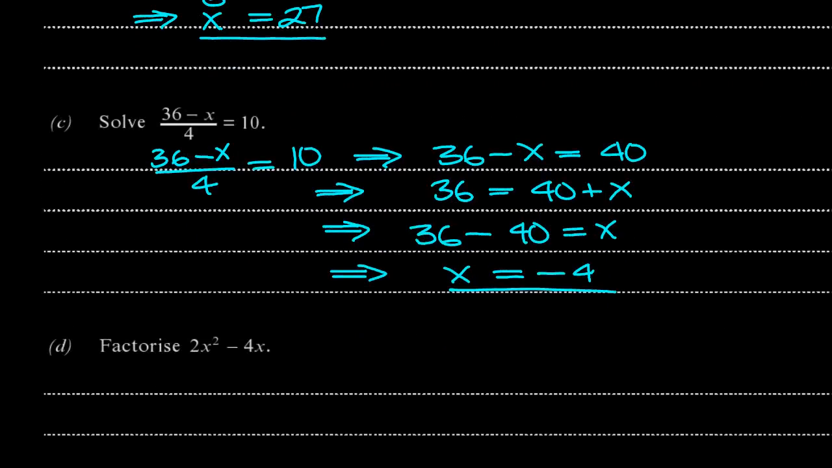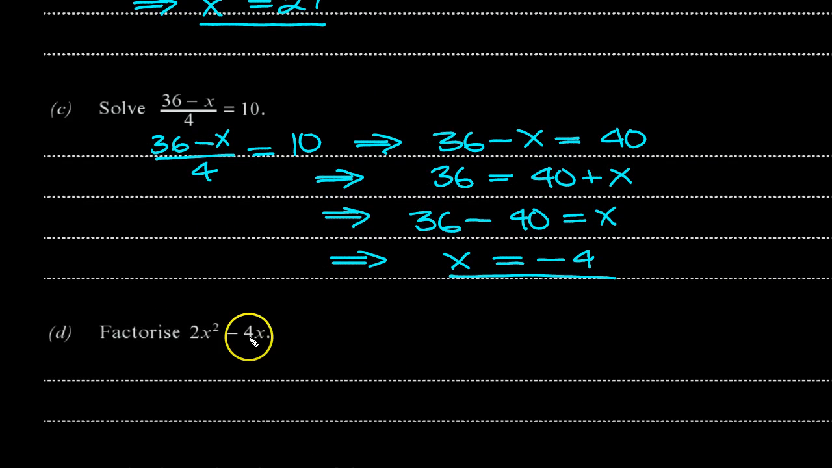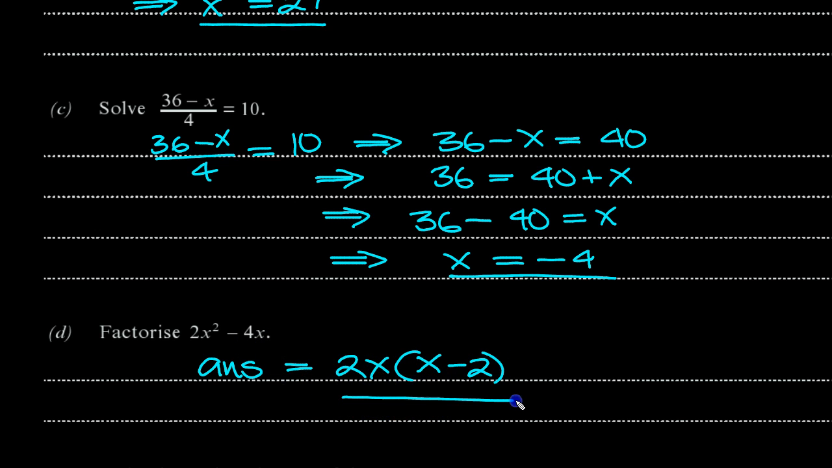So that's part C. And now we need to factorize this thing here. There's a 2 common, isn't there? And there's an x common. So the answer then, there's a 2 common and an x common. What you put inside? Well, we'll need an x to get 2x squared, and we'll need a minus 2, won't we, to get the minus 4 lots of x in the second term.